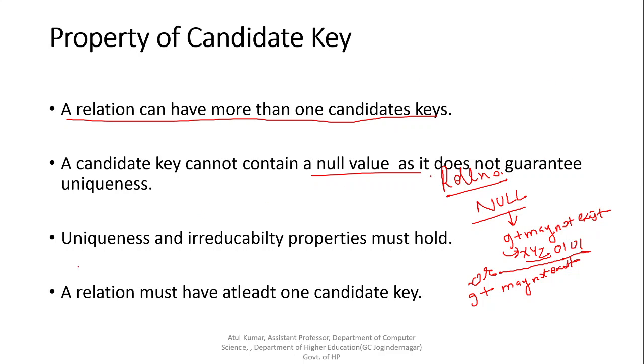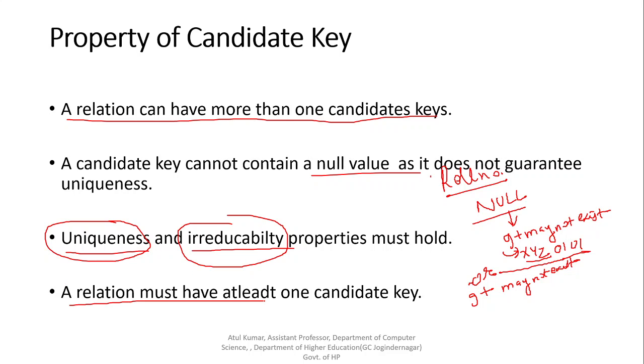The third property is uniqueness and irreducibility. So it also holds the properties of uniqueness and irreducibility. Uniqueness means if we choose two attributes as a candidate key, then these two attributes can uniquely identify each row in the relation. And irreducibility means the candidate key can't be broken down further, so that they can uniquely identify each row in the relation.